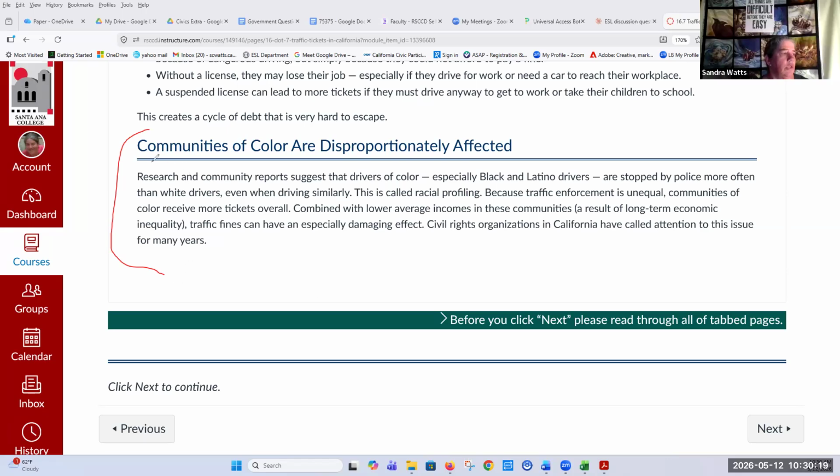So what we call communities of color, or if you've seen these initials recently, POC, it means person of color. Basically anybody who's not white. And unfortunately, this still happens a lot. If you're Black or Latino, especially if you're driving through a wealthy neighborhood, everybody's looking like, what are you doing here? You're not white. So sad. It's ridiculous, but it happens.